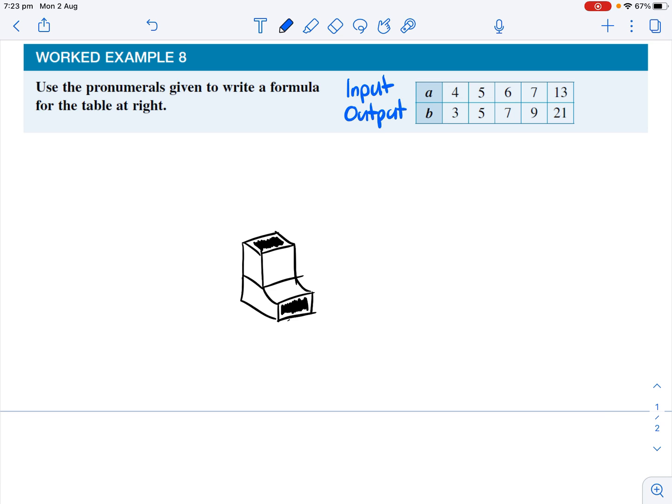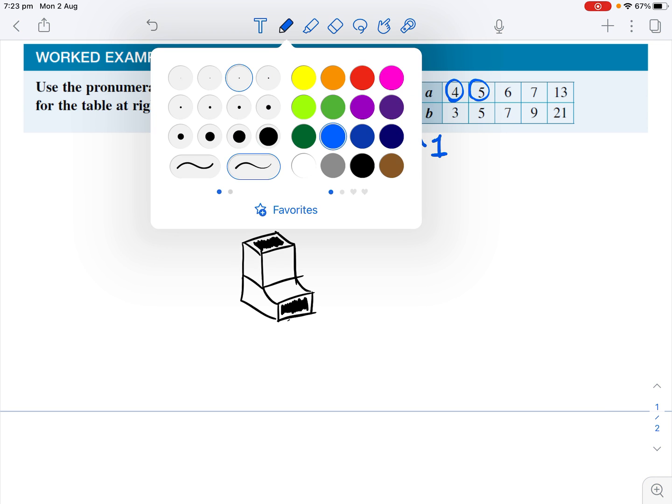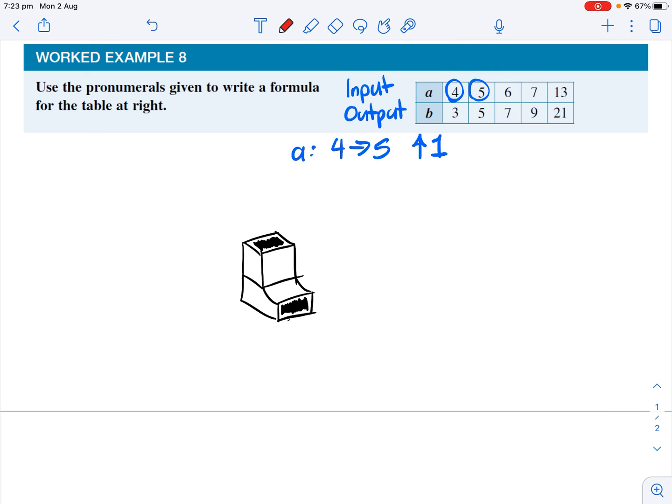So the first step is to find two A values right next to each other, where the difference is only 1 between the two. So that's here, 4 and 5. For A between 4 and 5, it goes up 1. Then you're looking at your B values. What's happening to them in this same step? So B goes from 3 to 5. It's going up 2.